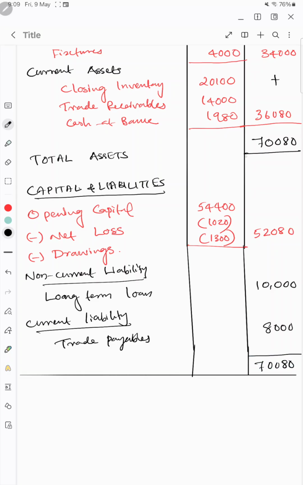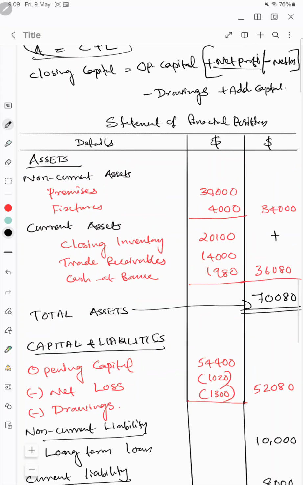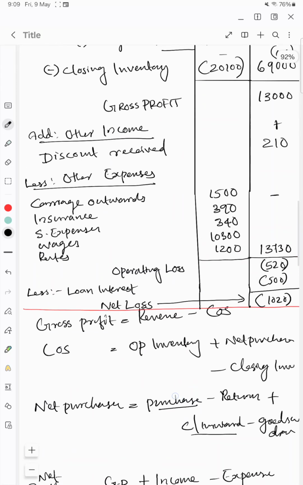Now check it: this is the total of assets, and this is the total of capital plus liabilities. Assets is equal to capital plus liability. So 70,080 is your total asset, and it is equal to capital plus liability 70,080. Understood? So this is called statement of financial position. Your asset will be equal to capital plus liabilities. This is all about this question.